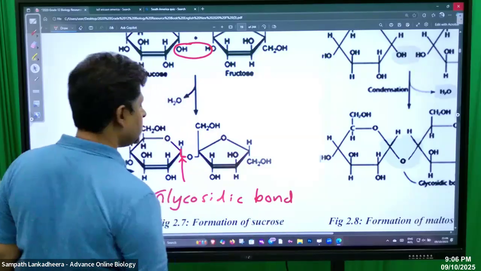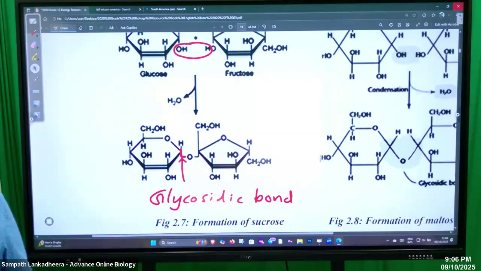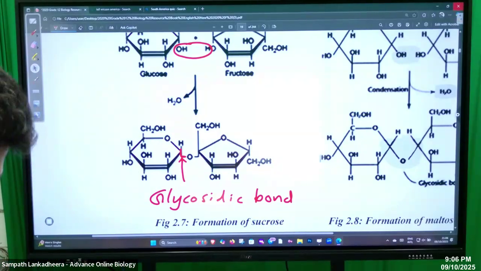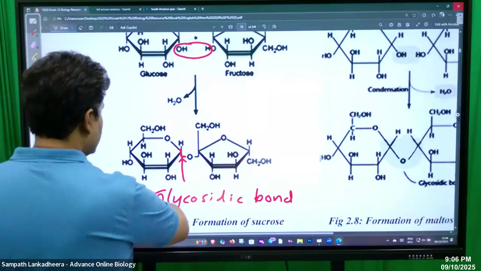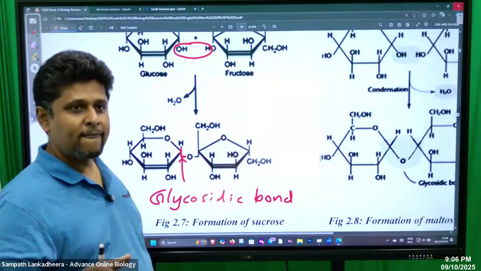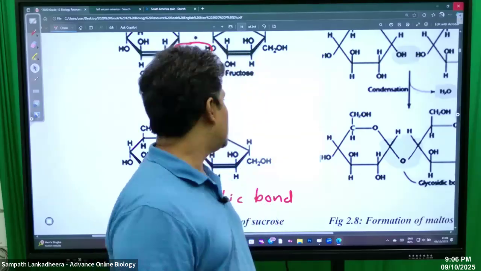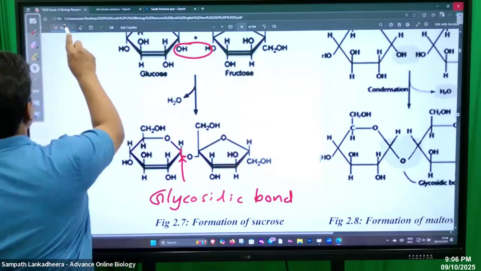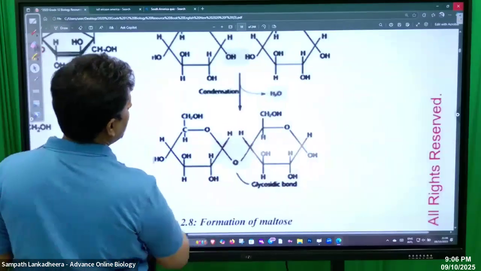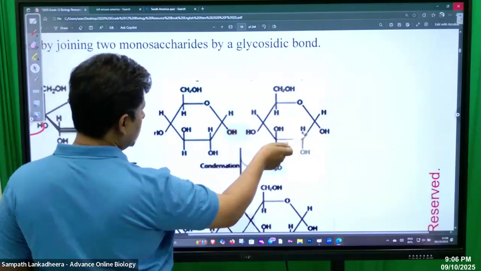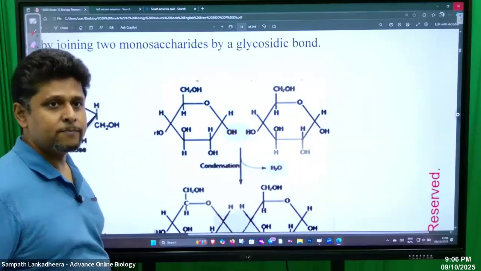This is called a glycosidic bond. So when it forms a glycosidic bond, what we obtain is a disaccharide. Now let's see, people, what happens when two glucose molecules react with one another.